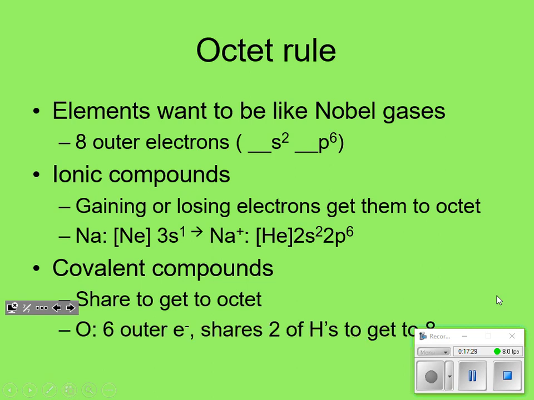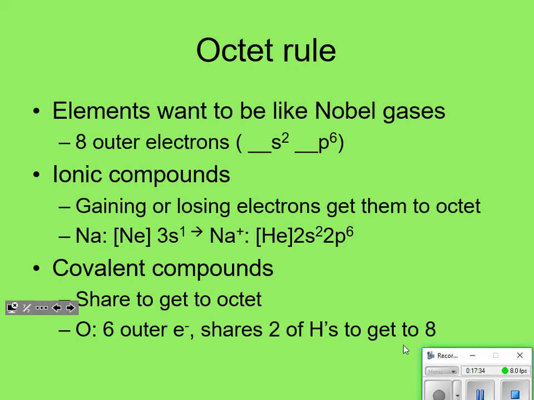Take, for example, oxygen. Oxygen has 6 outer shell electrons. If we think about water, water is H2O. 2 hydrogens, 1 oxygen. Hydrogen's a nonmetal, oxygen's a nonmetal. The reason the formula for water is H2O is that oxygen shares 2 electrons with hydrogen, which means you have to have 2 hydrogens because each hydrogen only has 1 electron, it too can get to the octet.